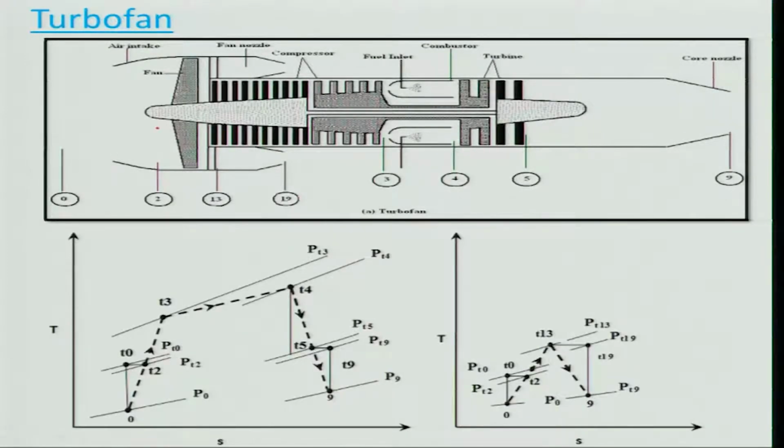So, this is a schematic which we have already seen, but let us look at it again. It has an air intake, from station 0 to 2, and 2 to 13 is your fan, and 13 to 19 is your fan nozzle, right. And if you look at 2 to 3 itself, that will be the compressor for the core engine.